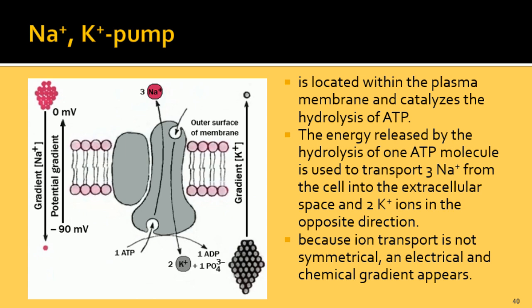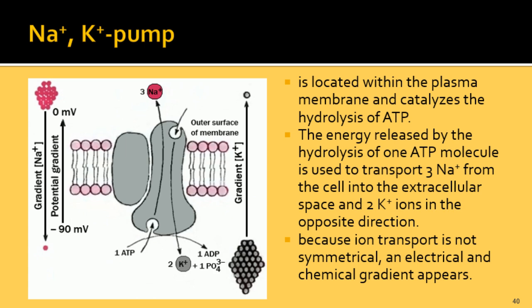An example of the transport system that carries out active transport of ions is sodium, potassium adenosine triphosphatase, sodium potassium ATPase, or sodium potassium pump. This protein is located within the plasma membrane and catalyzes the hydrolysis of ATP. The energy released by the hydrolysis of one ATP molecule is used to transport 3 sodium ions from the cell into the extracellular space and 2 potassium ions in the opposite direction.